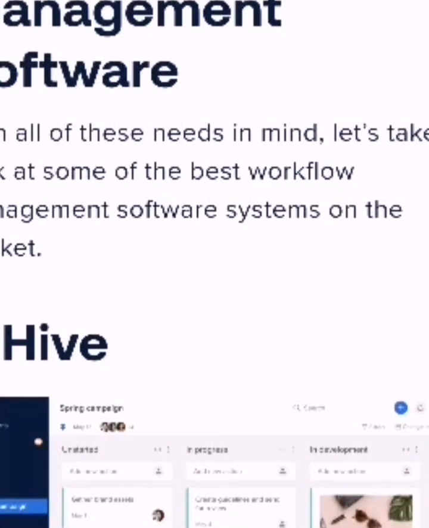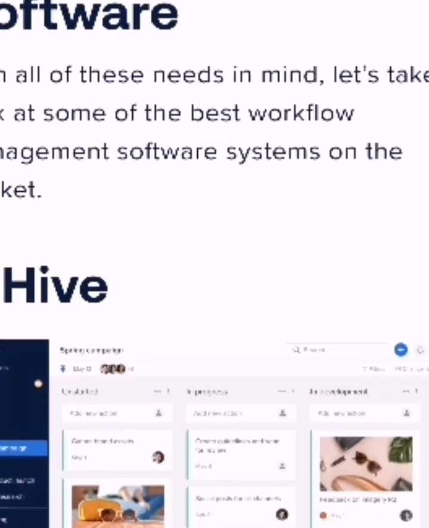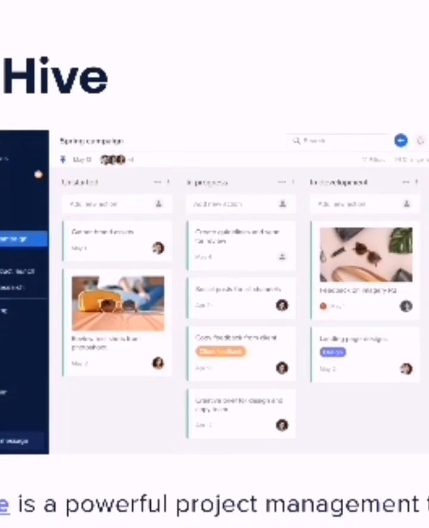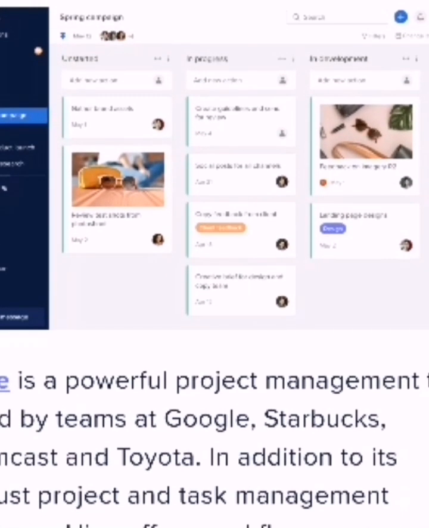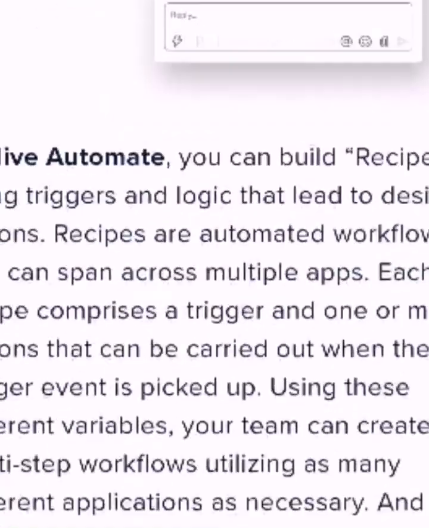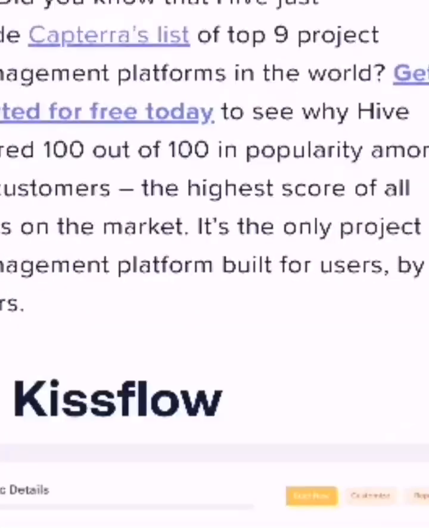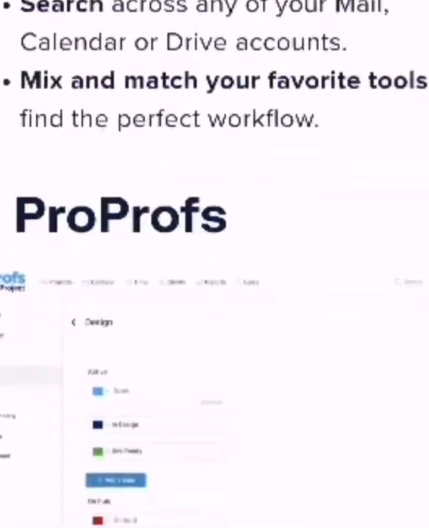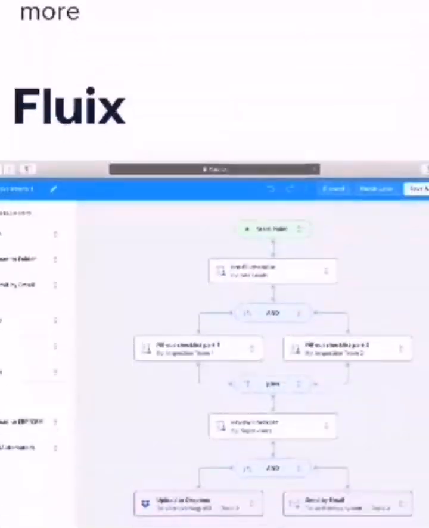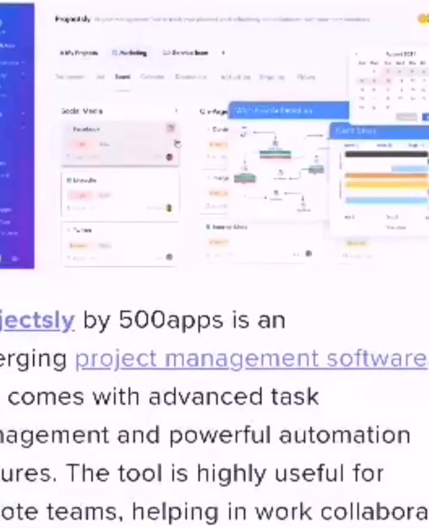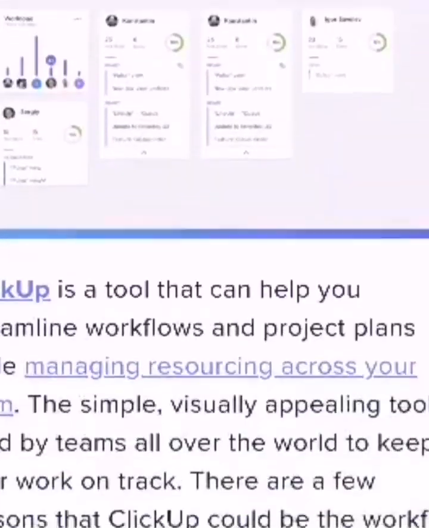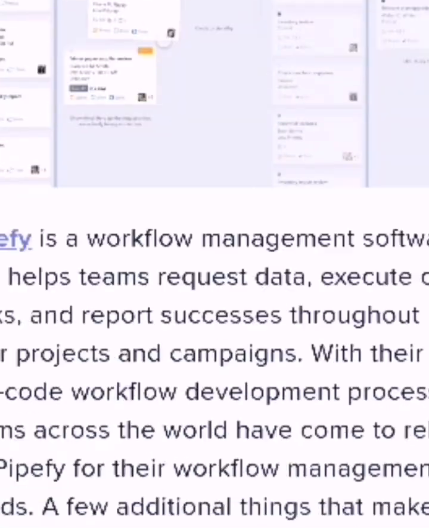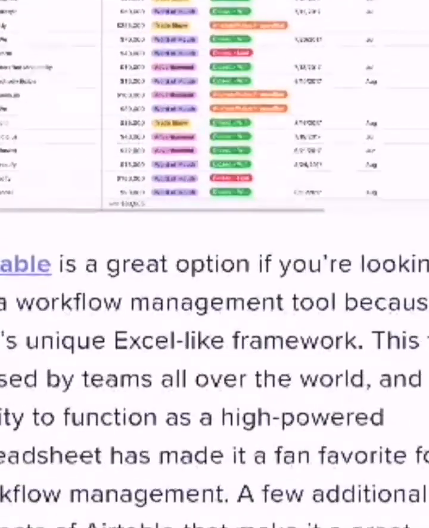The best workflow management software. With all of these needs in mind, let's take a look at some of the best workflow management software systems on the market. Number one, Hive, and here we will not discuss it in detail. Number two is Kissflow. Number three, Shift. Number four, Proofs. Number five, Fluix. And number six is Project Slay. Number seven, ClickUp. Number eight, Smartsheet. Number nine, Pipefy. And number 10 is Airtable.